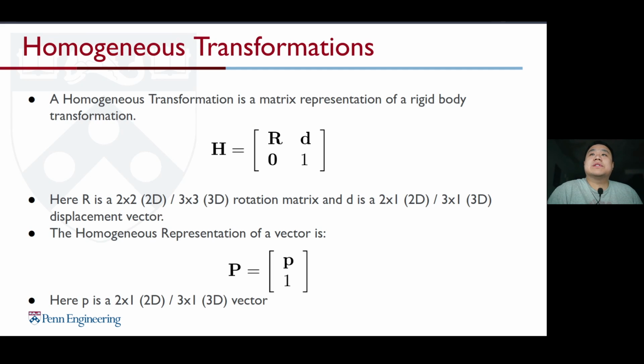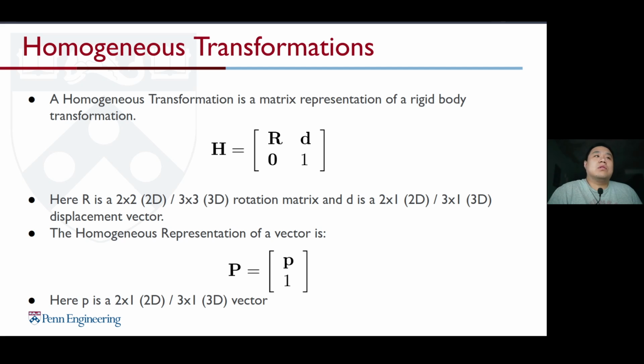We call this type of transformation H homogeneous transformations. It is a matrix representation of a rigid body transformation, as we've seen before. For example, R here is a 2x2 rotation matrix if you're doing the transformation in 2D, and a 3x3 if you're doing it in 3D. And the vector D here is a 2x1, again in 2D, or 3x1 in 3D displacement vector.